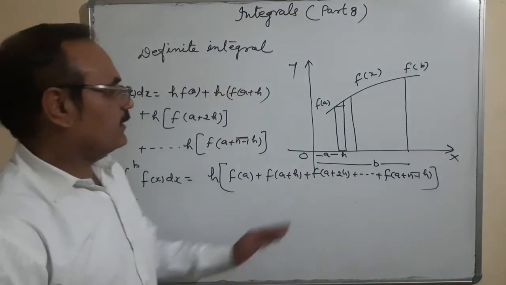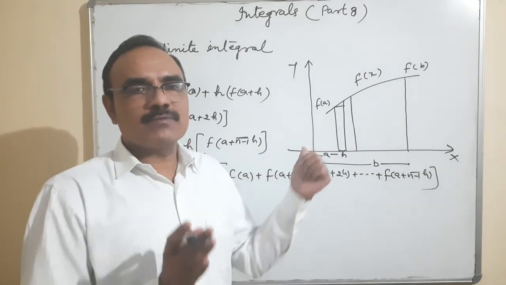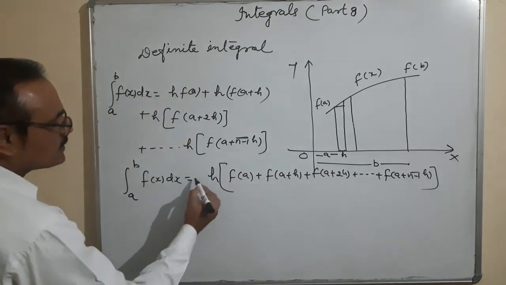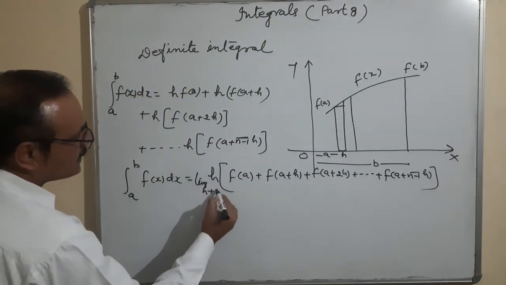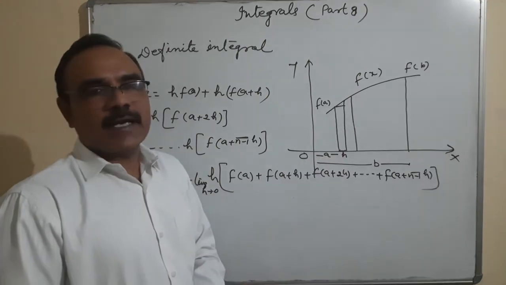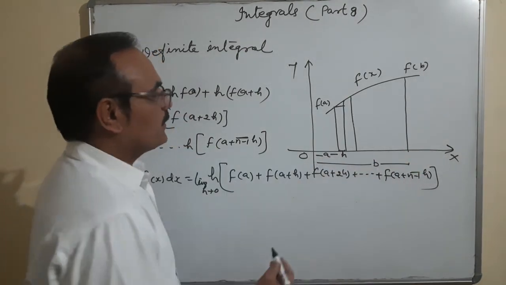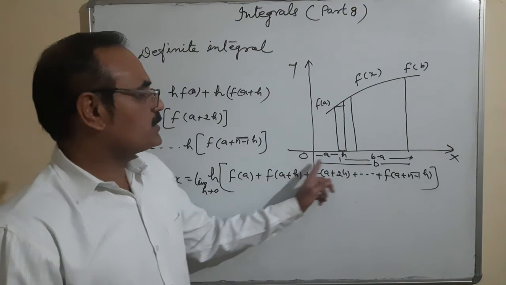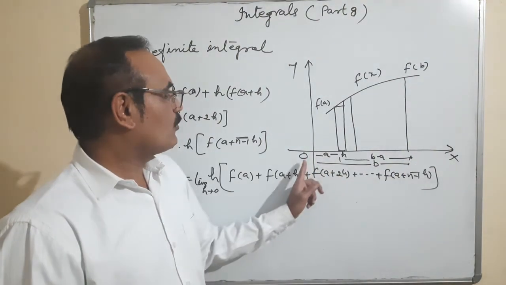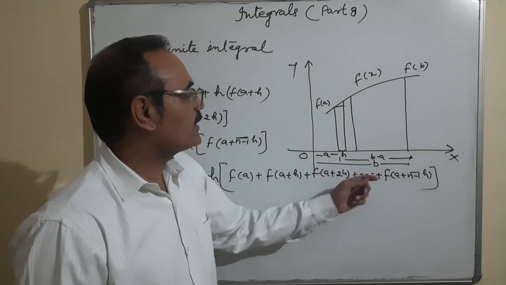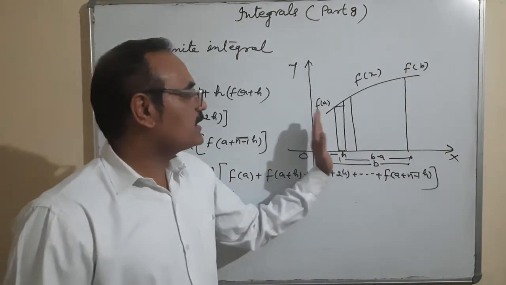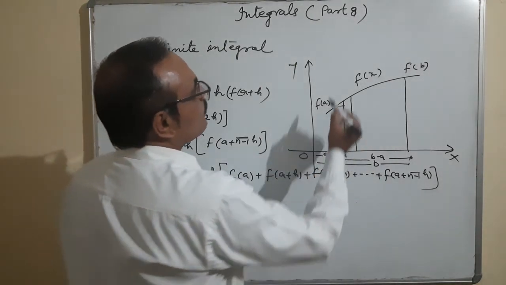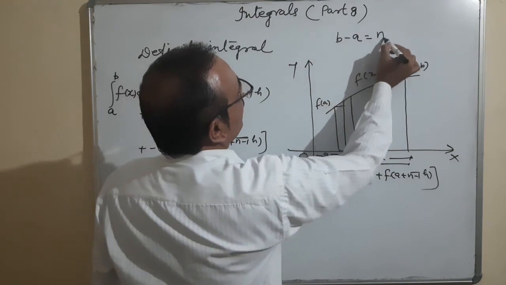Now let us see, if the breadth h of this rectangle is very close to 0, that means limit h tends to 0, then what happens? When limit h tends to 0, what is the difference from here to here? b minus a. Total from origin to this strip is b and origin to this strip it is a. So the difference is b minus a. And b minus a is equal to the number of strips present in it. Suppose n strips are there. So I may write here b minus a is equal to n multiplied by h.